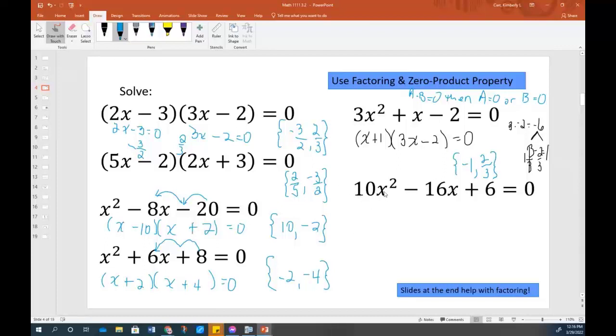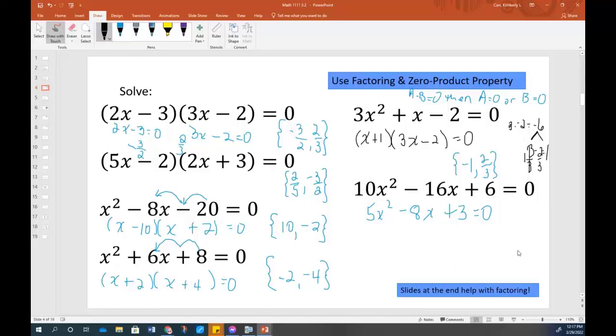Now on this next one, the very first thing I would see is that all of these numbers are divisible by 2. So if I divide everything by 2, I get 5x squared minus 8x plus 3 equals 0. And somebody might ask, well, why didn't you just factor it to the front, kind of like undistribute it? But since there was an equals, I was able to do it on both sides of the equal sign. If there hadn't been an equals and I'd only had the 10x squared minus 16x plus 6, I would have factored it to the front.